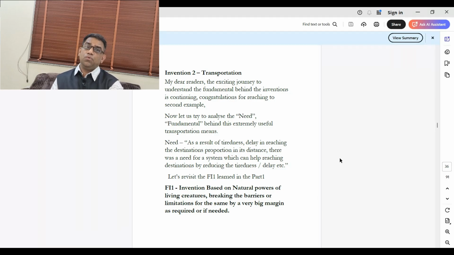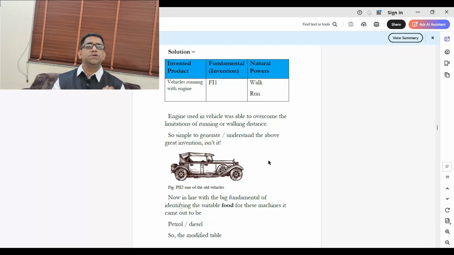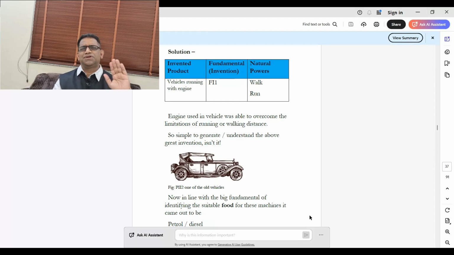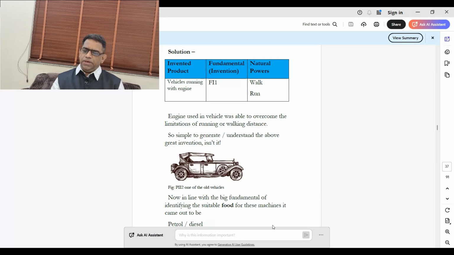What is the solution? What is the invented product? Vehicle running with engine. Fundamental FI1, still we have not reached second, third, fourth. Relax, it is just FI1. See, natural power: we have used or been inspired by walk and run. Engine used in vehicle was able to overcome the limitations of running or walking distance. So simple to generate, understand the above great invention, isn't it?